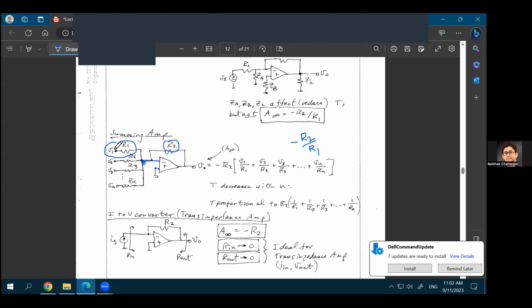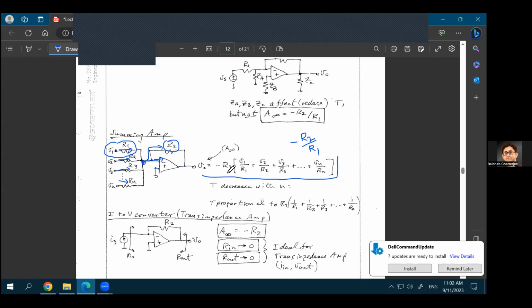So the left-hand side is V1, right-hand side is 0. What is the current going through R1? V1 over R1. Left-hand side is V2, right-hand side is 0. What is the current going through R2? That will be V2 over R2, and so on. So you have all these currents flowing through the different resistances, and all those currents will be added at the negative terminal of the op-amp. Because currents cannot go into the op-amp, all the current will flow through the feedback resistance R2.